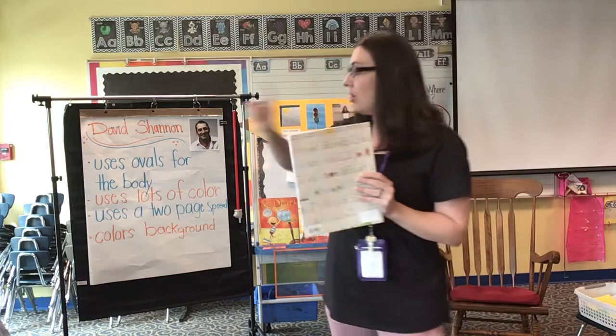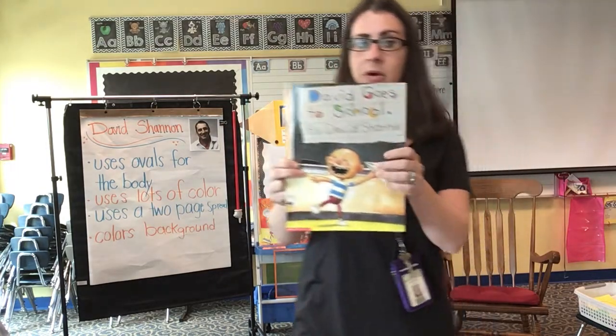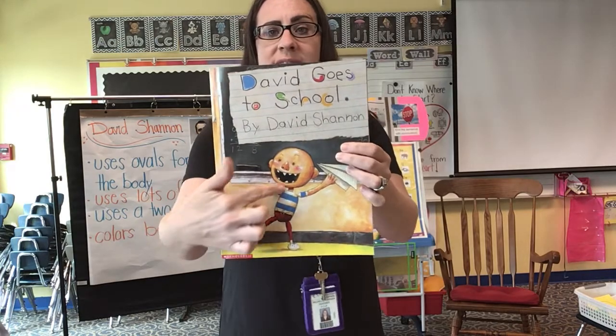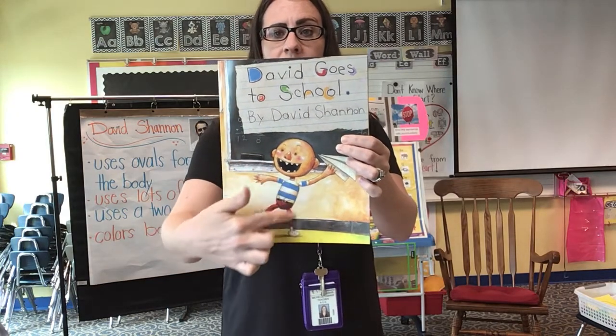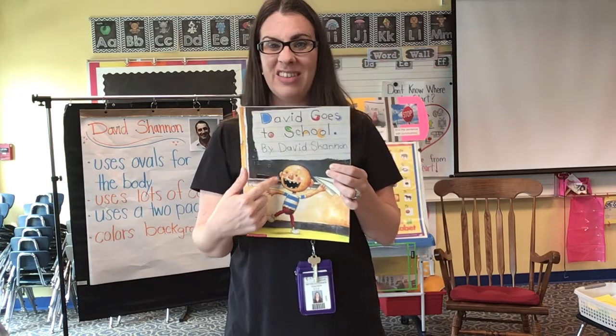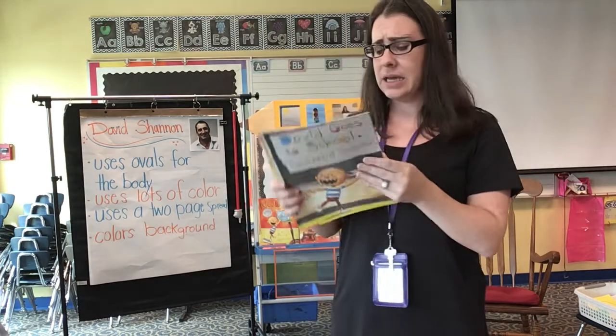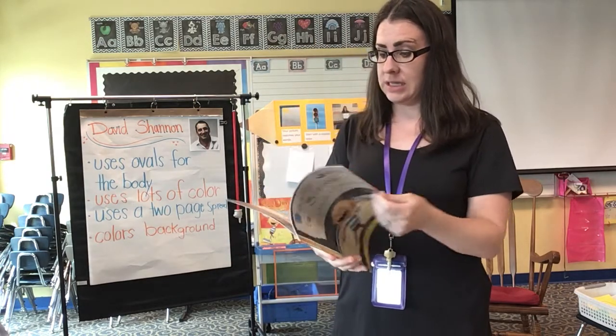Okay, so our chart talks about how he uses ovals for the bodies of his people. And if you look right here on the front cover, you can see that. He's got an oval for the body. Every character that he writes, he does that same thing. They usually have a sideways oval for their head too. And I know you guys noticed he uses lots of color.